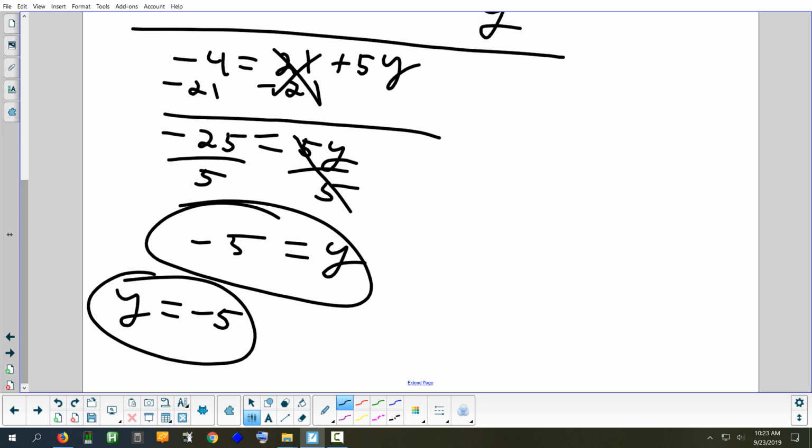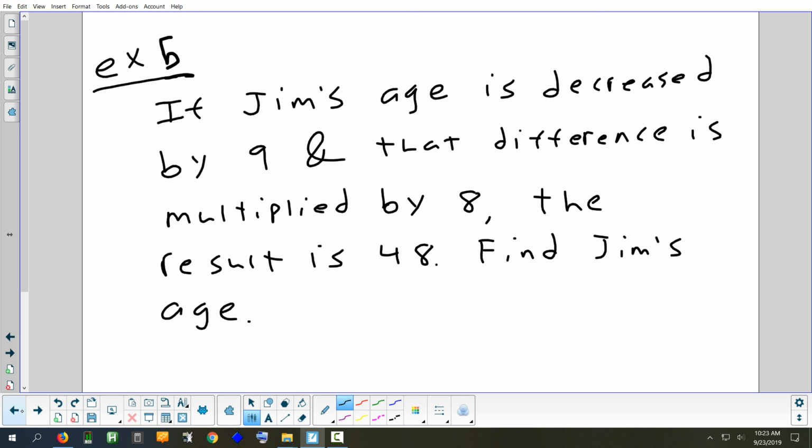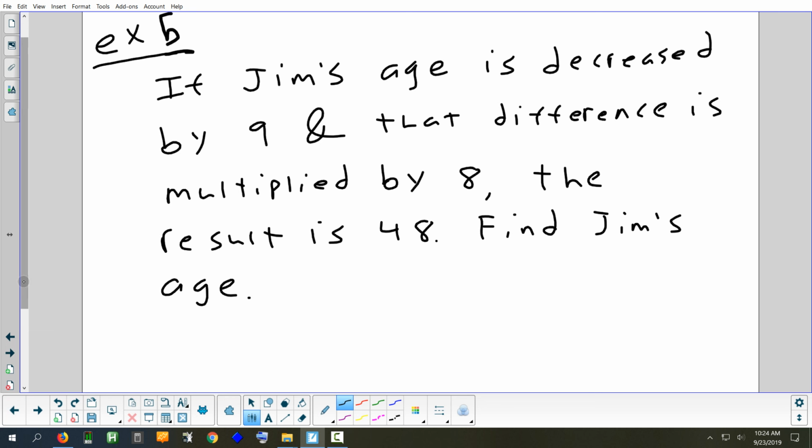All right, so last problem. Do you guys have the word problem already written? No. So it's not super long, but you just need to copy that. It says, if Jim's age is decreased by 9, and then you take all of that and multiply by 8, the result is 48. Find Jim's age. So I'll give you guys a second to copy that down.